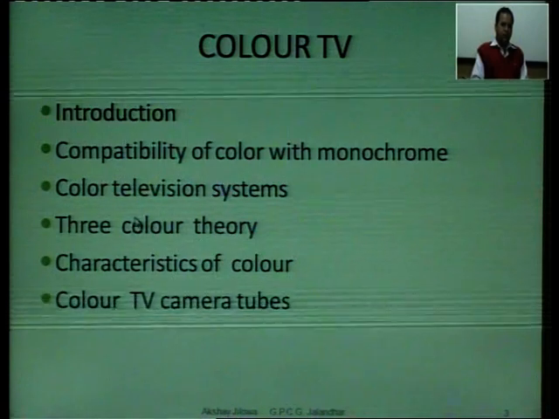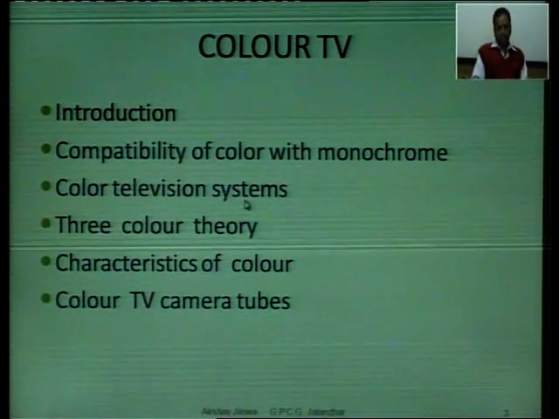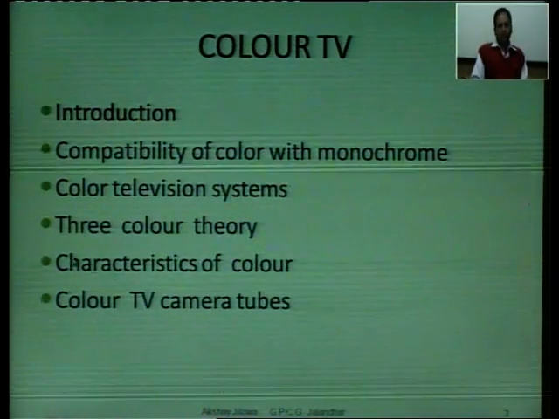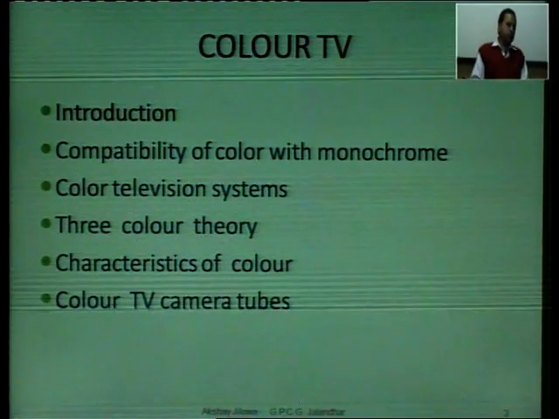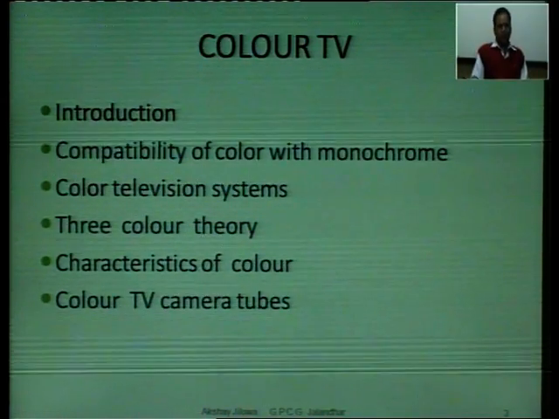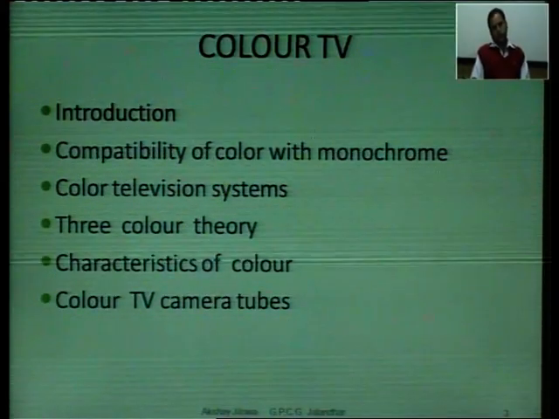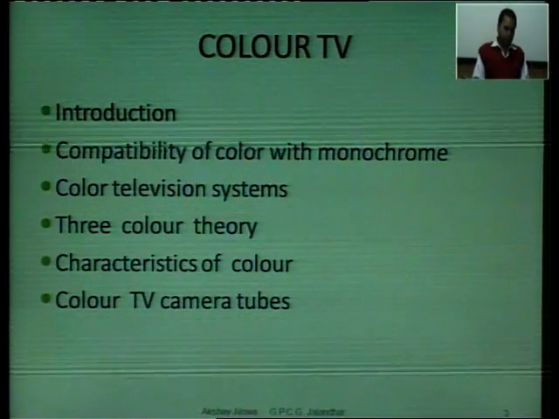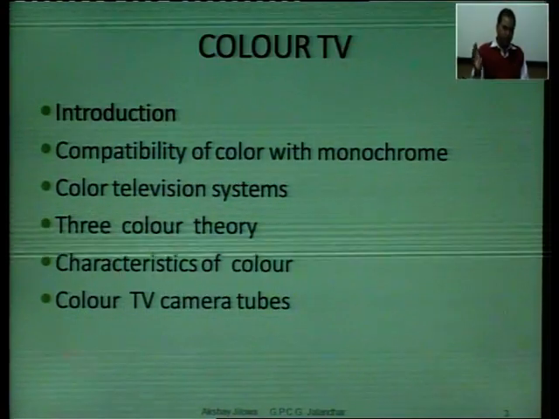Next, we will be discussing color television system. There are three basic color TV systems. So, we will be discussing them. Then three color theory, how the colors are formed. There are three colors. By combination of these three basic colors, we get different colors. So, various colors are formed by the combination of those three colors. It depends upon the proportion. We will be discussing all that.